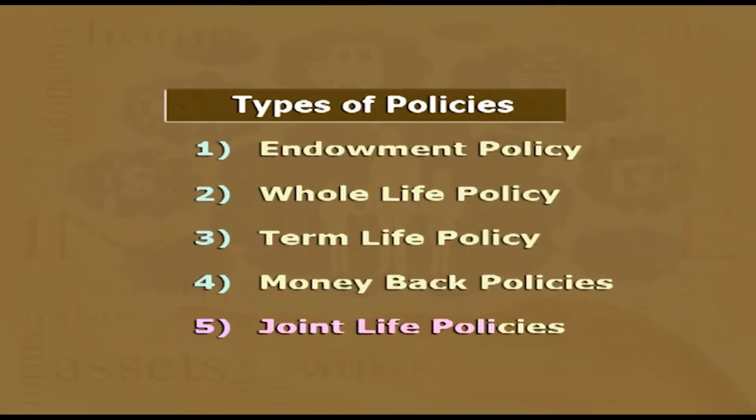Number 5. Joint life policies. These are similar to endowment policies in that they too offer maturity benefits to the policyholders apart from covering risks like all life insurance policies. But joint life policies are categorized separately as they cover 2 lives simultaneously. It is thus offering a unique advantage in some cases, notably for a married couple or for partners in a business firm.